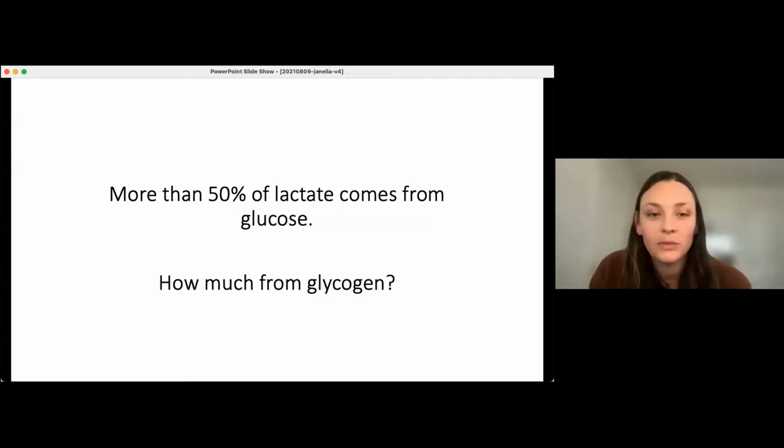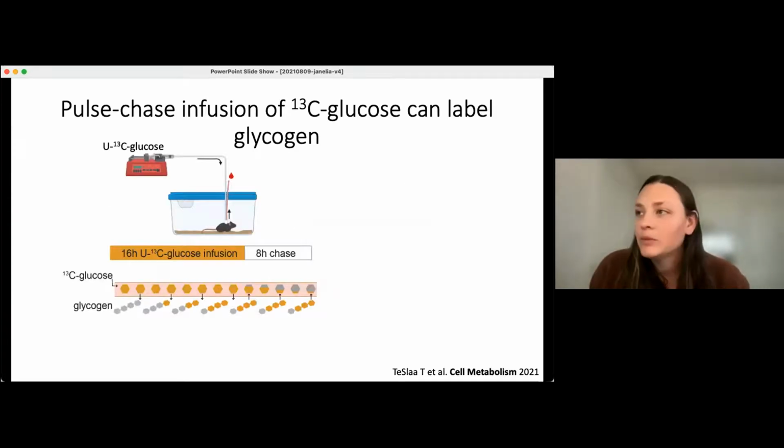But how much comes from glycogen? So to do this, we need an experiment where, instead of labeled glucose, we can have labeled glycogen. This is a little bit tricky, but we did this by doing a pulse chase infusion of carbon-13 labeled glucose.